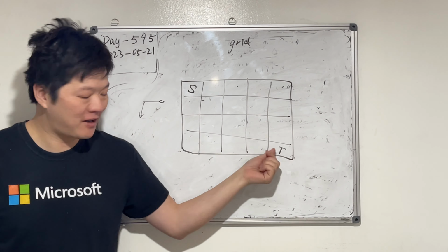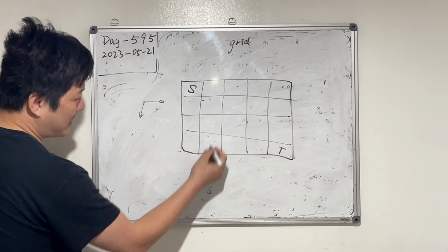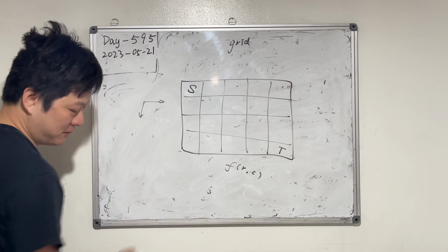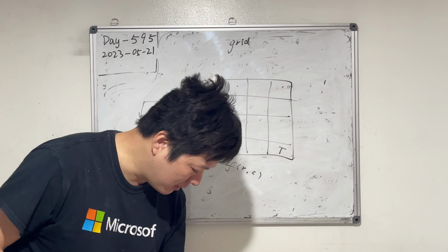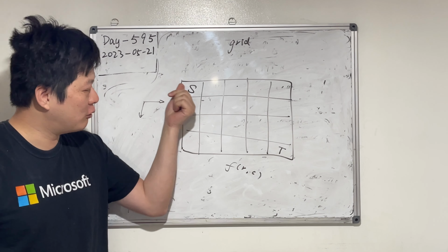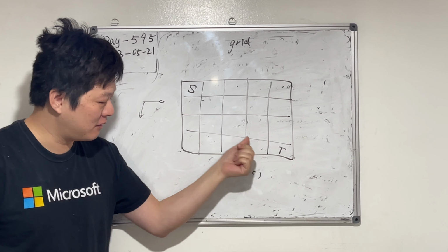And we want to calculate the number of ways reaching this point, right? Let's say F(R,C), where R is rows and C is columns. F(R,C) is the number of ways by walking from the top left to the current position.